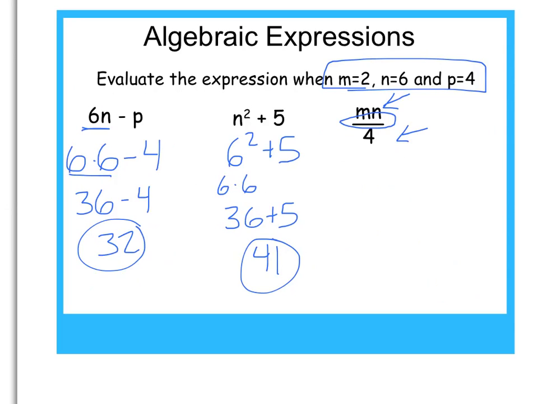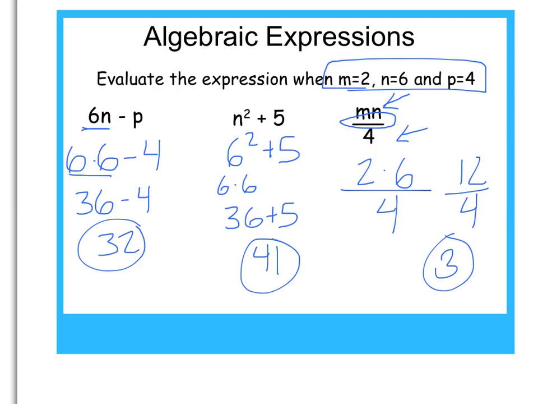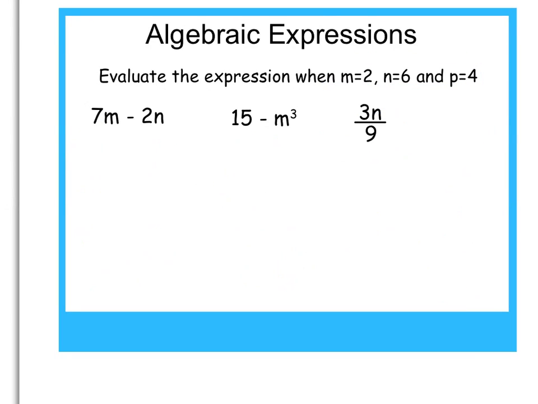Okay, so I have m, which is 2, and n, which is 6, divided by 4. So I'm going to take 2 times 6, which is 12, and divide that by 4, which is 3. Try these problems. Please pause the video.